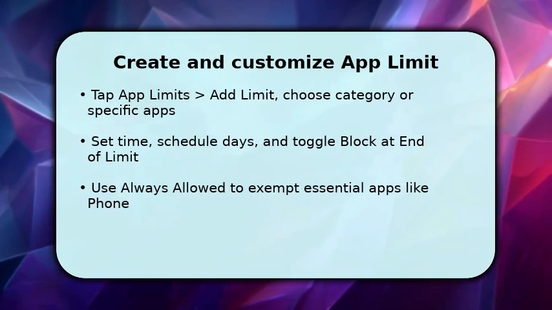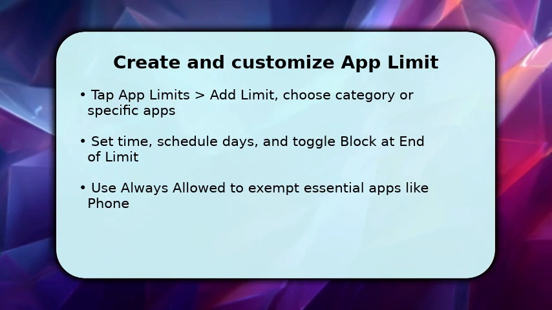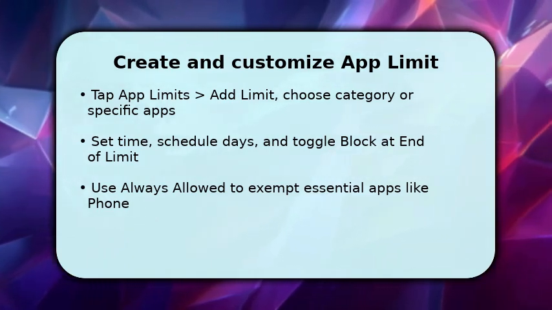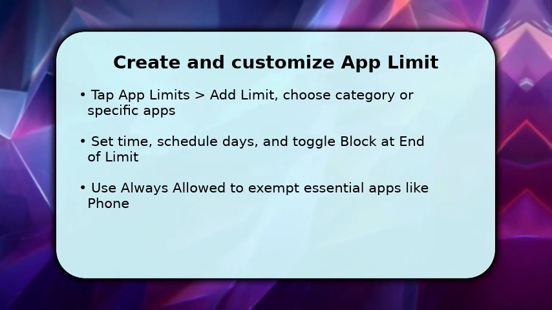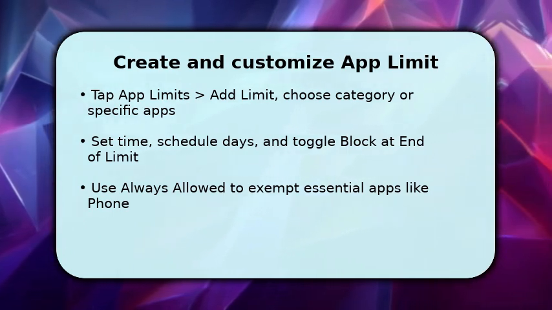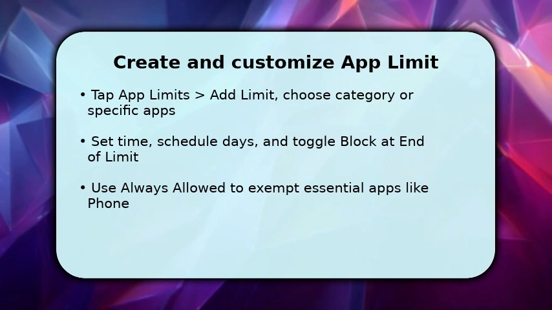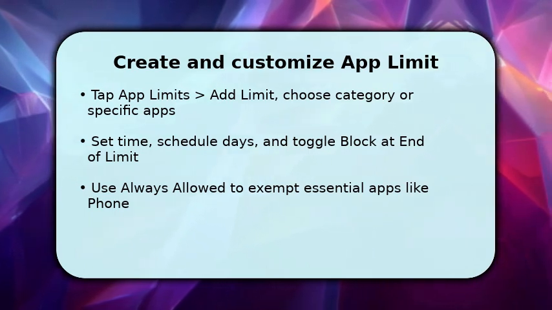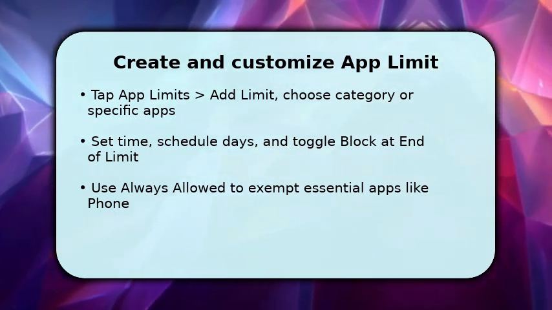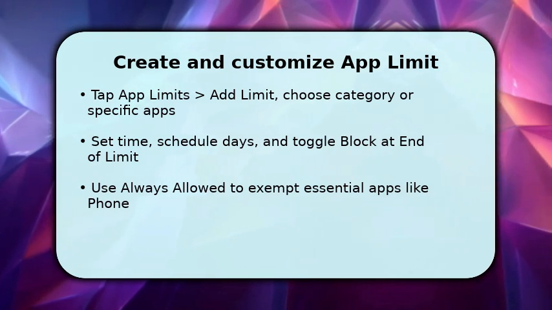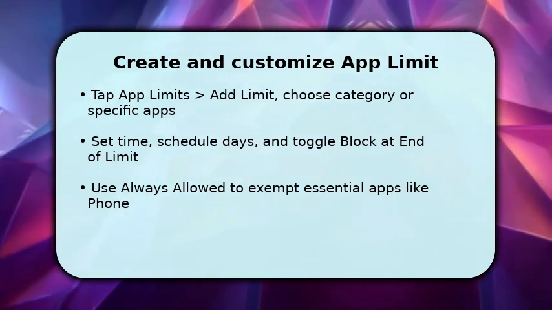Now create the limit. Tap App Limits and Add Limit, then pick a category or individual apps for precise control. Set the daily duration and tap Customize Days if you want different limits for weekdays versus weekends. Crucially, enable Block at End of Limit so the app locks automatically when time expires. Otherwise, the user can ignore the warning.